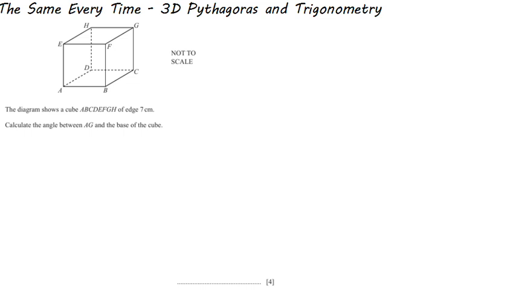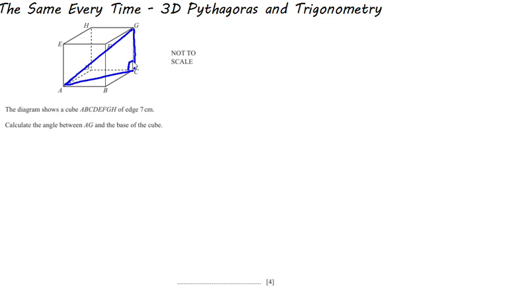Now, first of all, we need to ask ourselves, what are they asking us for here? So AG, if I see AG, two letters, then that basically means a straight line. So it's the line from A to G. There it is. So the line from that front left-hand corner, bottom corner, to the top right-hand corner at the back there. So calculating the angle between AG and the base, what do they mean? They actually mean the diagonal of the base. So it's that diagonal of the base. And then there we are.